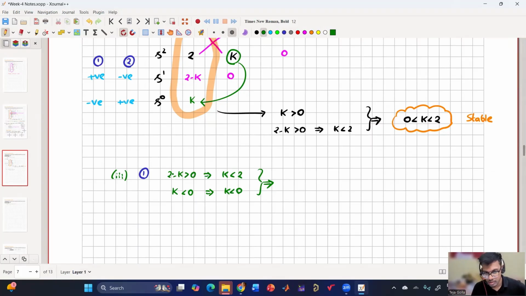K less than 0. That is case 1. Now let us come back to case 2.